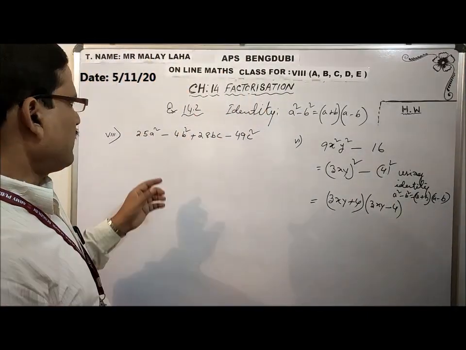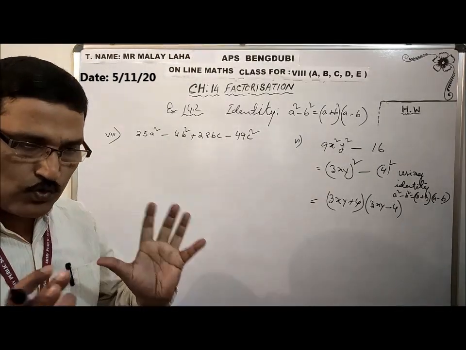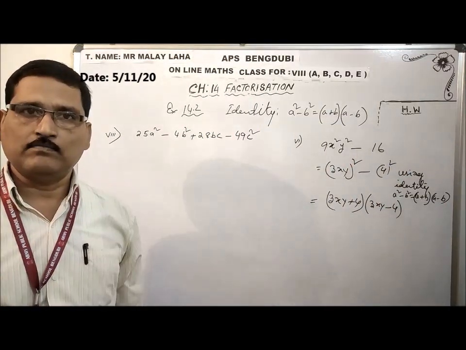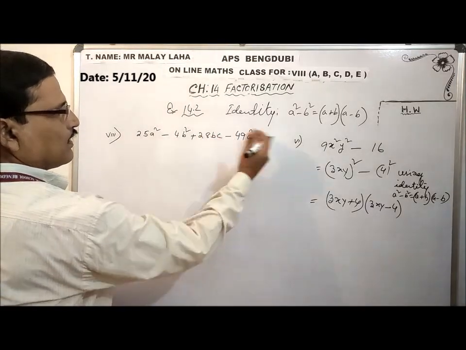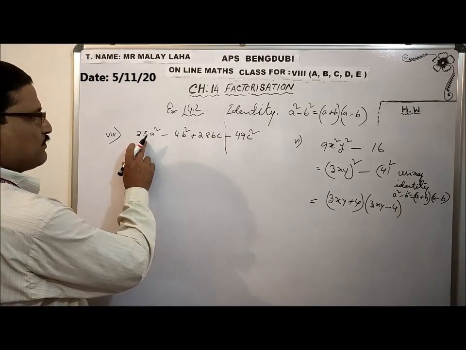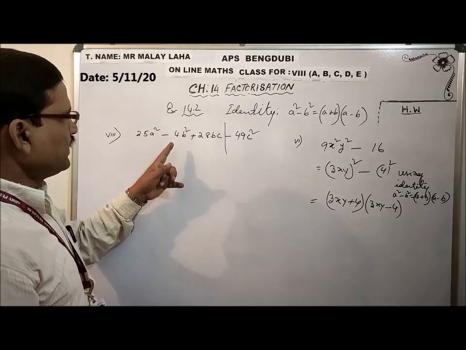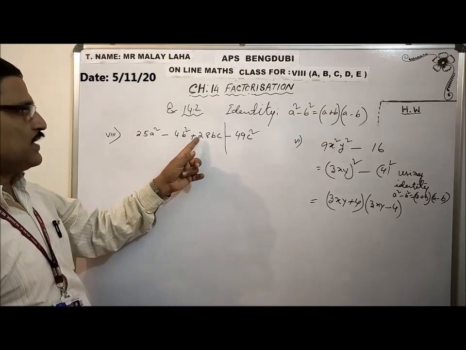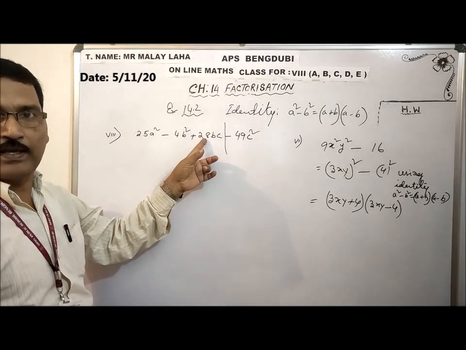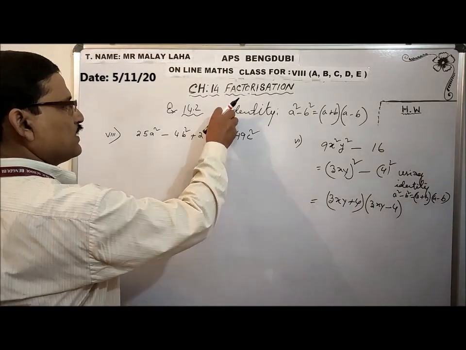Now here we have 4 terms. Out of the 4 terms, we have to group 3 terms in such a way that they follow a particular identity. Suppose I separate this part: I have 25a square, 4b square and bc. It was okay for a square minus b square and then plus twice ab. But for bc, I should have ab. So when it is not there, I cannot group this way.